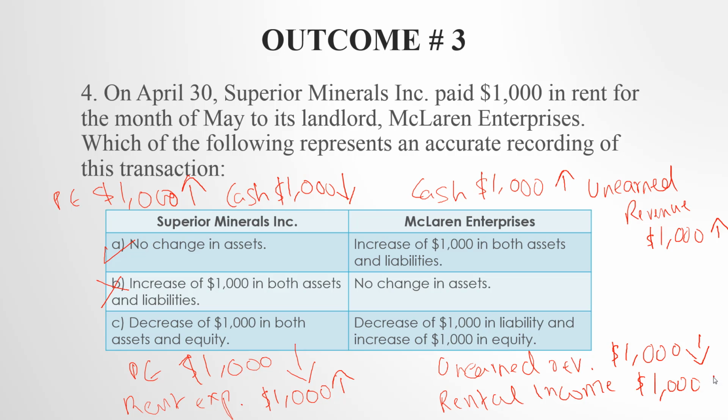And income increases equity, and so its equity will go up by $1,000. But C is only true for the end of May. We are currently looking at end of April, and therefore A is the correct answer.